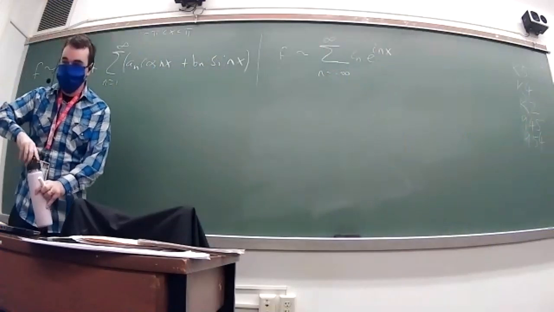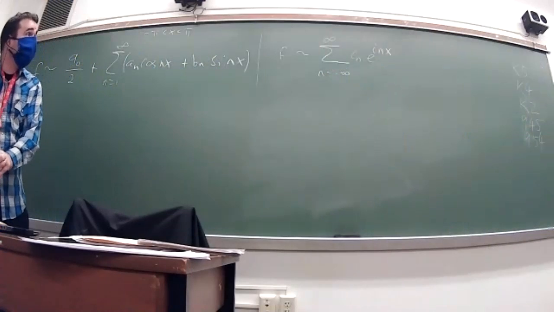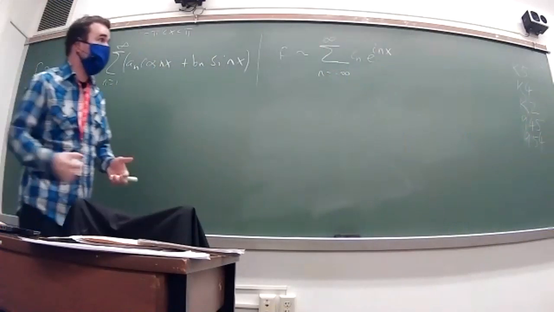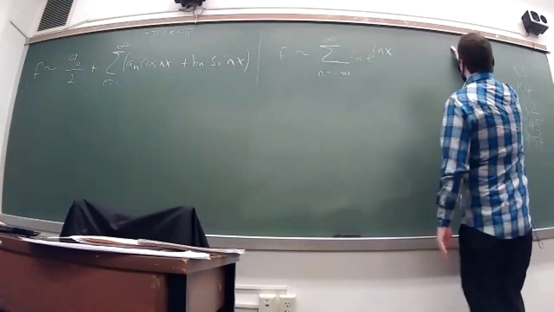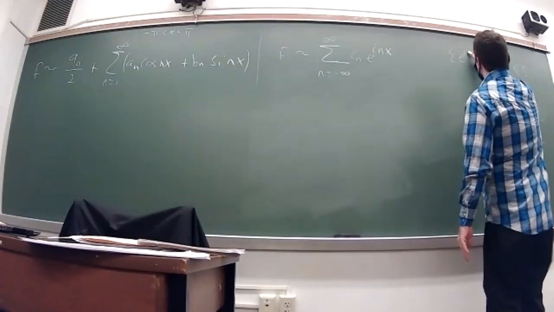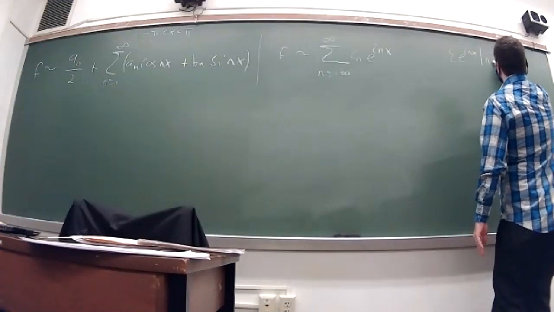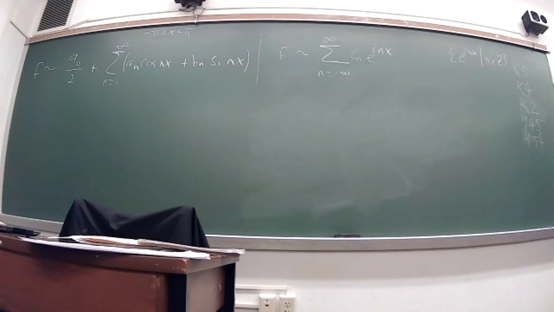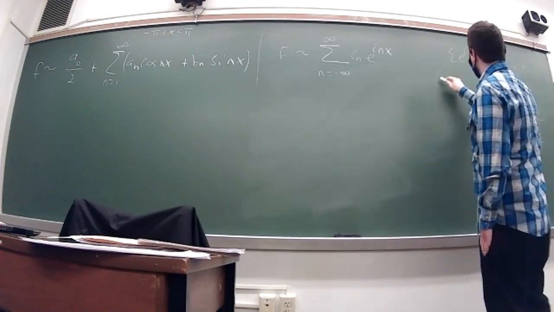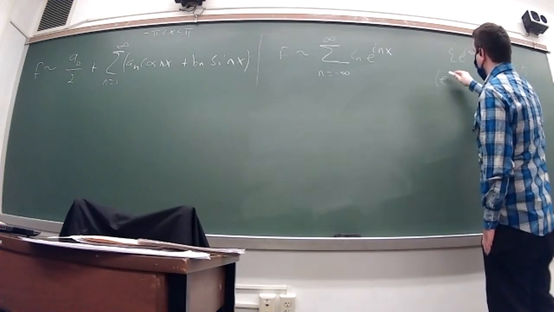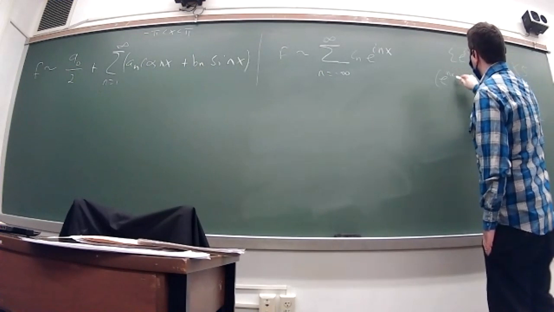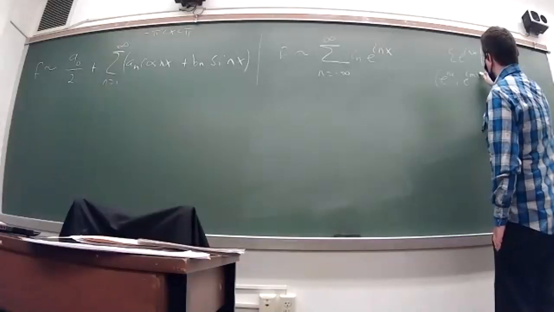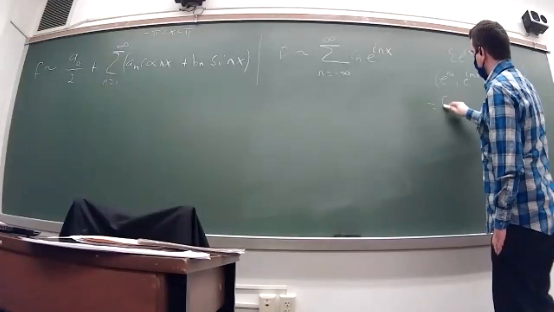And why is this a Fourier series? Well, these functions, e to the i n x, constitute an orthogonal system. They're L2 orthogonal if n and m are different. So remember this business?